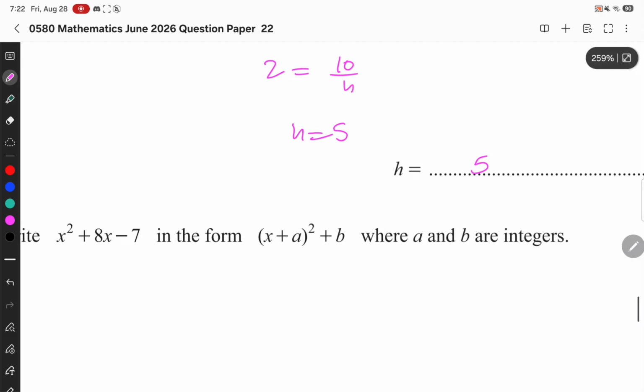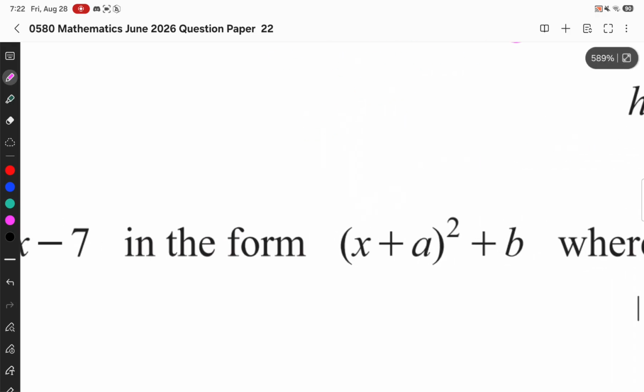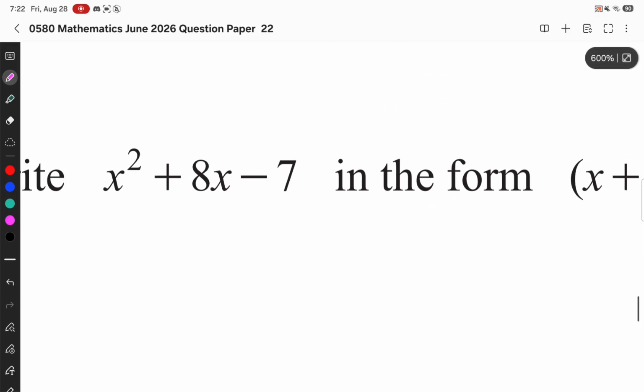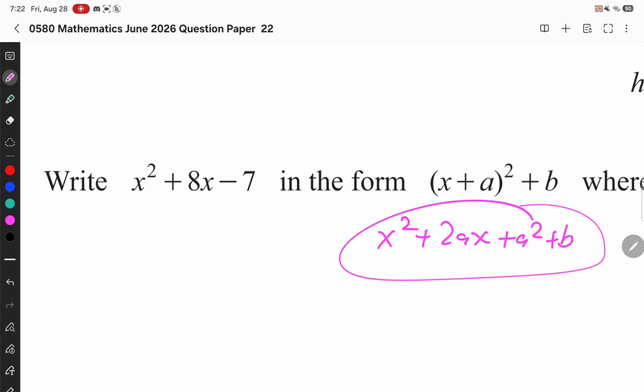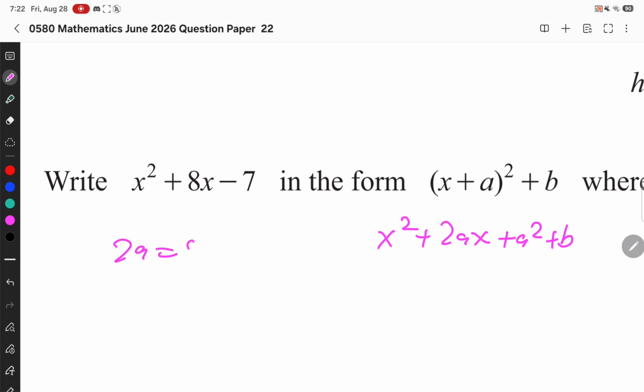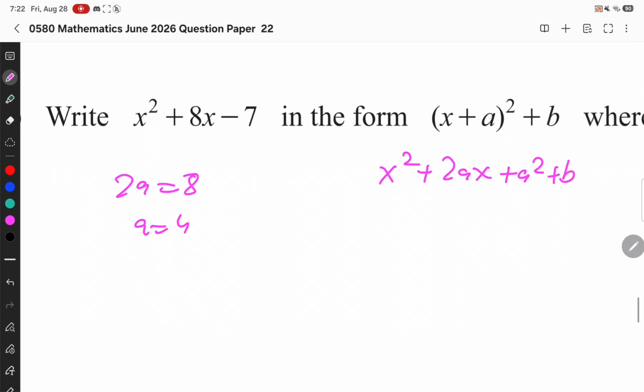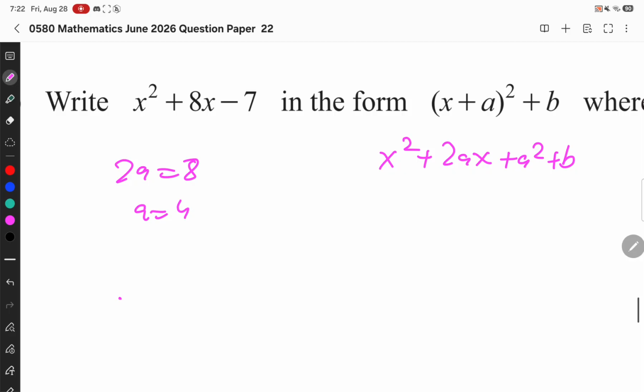Write this in the form this, where a and b are integers. So let's do this. This is 8x. How do you get this? Let's expand this. x squared plus 2ax plus a squared plus b. You can come around to this later. 2ax is equal to 8x. So 2a is equal to 8, a is equal to 4. Nice. So this is x squared plus 8x plus 16 plus b.